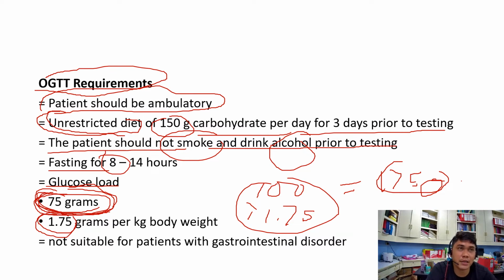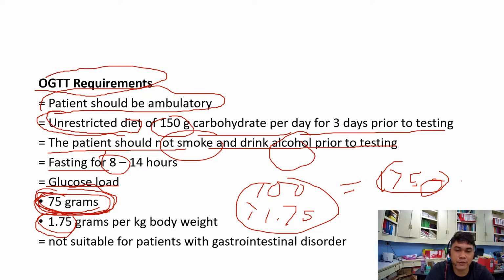So if the weight of the patient is 50 kilos, then you should use the standard glucose load, which is 75 grams. Should not follow the computation 1.75 times the body weight in kilograms. Okay, so maximum is 75 grams. And it's not suitable for patients with gastrointestinal disorder, because their gastrointestinal tract cannot absorb the glucose being administered.